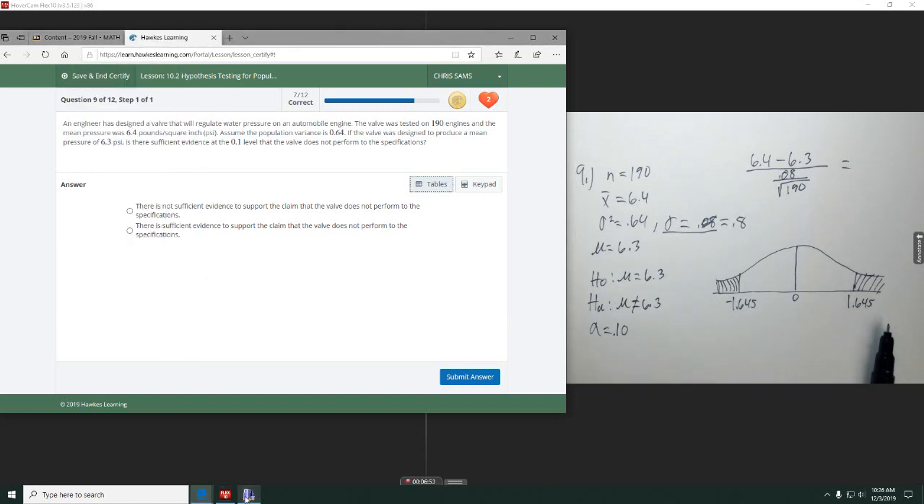I don't actually have to go and find the area. 1.72 is going to be over here. Okay, bigger than 1.6, this is 1.7. Okay, this is in the rejection area, which means we are rejecting this and saying that, hey, our test is saying that they're not equal to 6.3. This is too big for this sample. So we're going to say there is enough evidence to support the claim that the valve does not perform to specification.